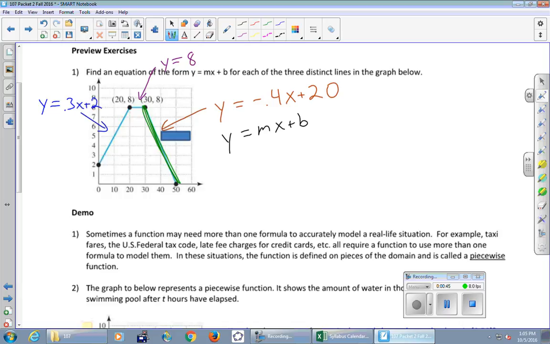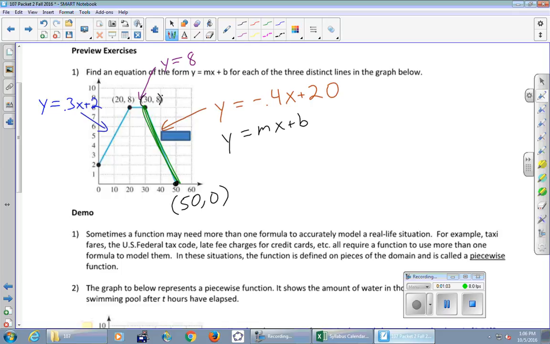So to find the m, we need to have 2 points. So 30, 8 seems like a pretty good point to use. It's given. And then the other point I'm going to use is way down here. This is 50, 0, right? You could have picked a different point on the line, but I'm going to grab that one.